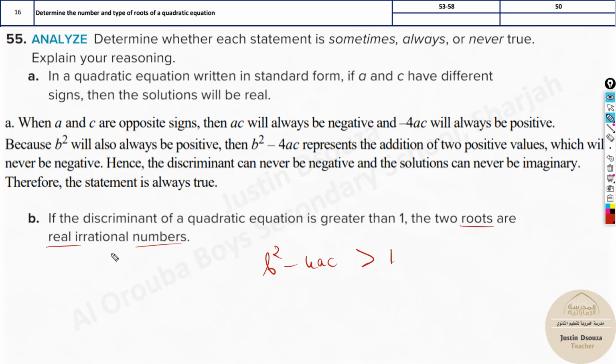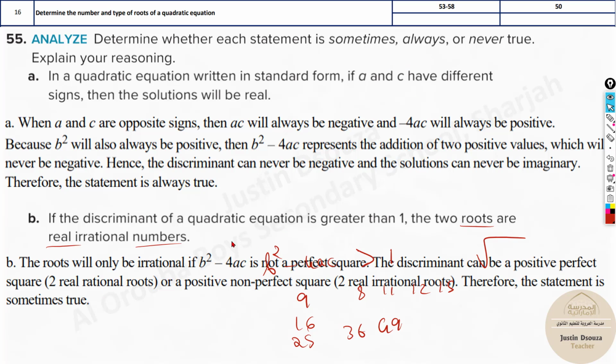But whether it will always be irrational, we can't say, because if the discriminant, whatever this value is, is a perfect square, like 9, 16, 25, 36, 49, then it will be rational numbers. Only if they are not these numbers, if it is 8, 11, 12, 15 or like this, then they are irrational. So it's sometimes true, sometimes not true. Sometimes is correct.